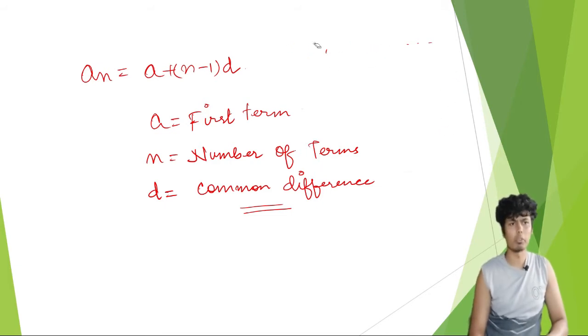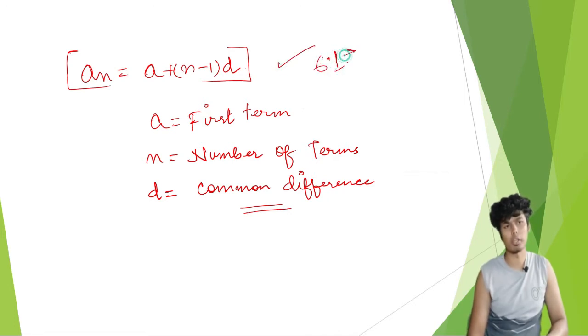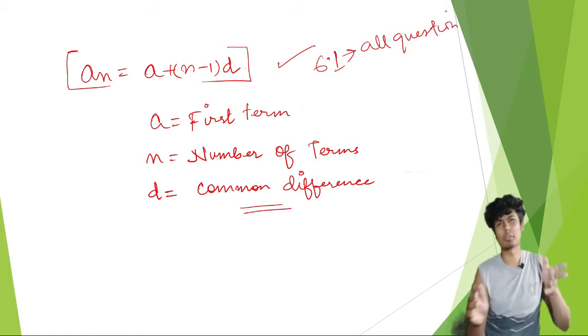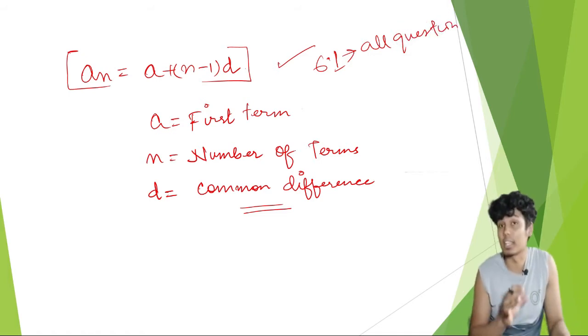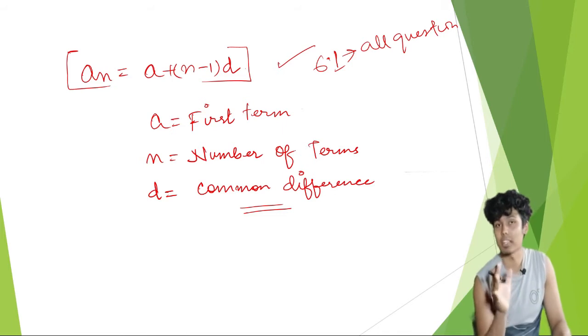Let us move forward and see another question. And remember this formula. If you know this formula very well, you'll be able to do all the questions from exercise 6.1. Not that difficult, not that complicated, but you must understand this formula very well: an is equal to a plus n minus 1 d.